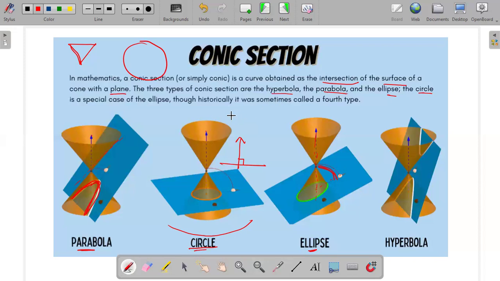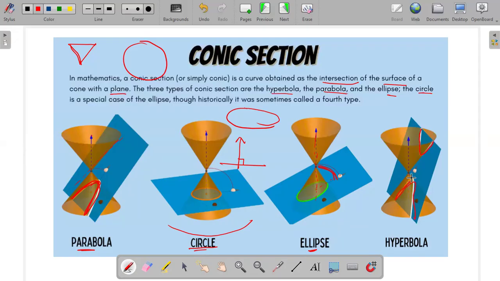So an ellipse is more of a stretched out circle. It looks something like that, an oval shape. That's what an ellipse is. And then you have the parabola. The parabola is just these two curves that are formed. There's this curve and there's another curve here, like that.